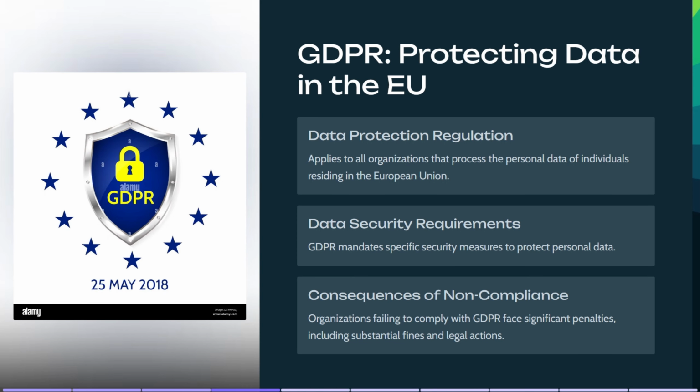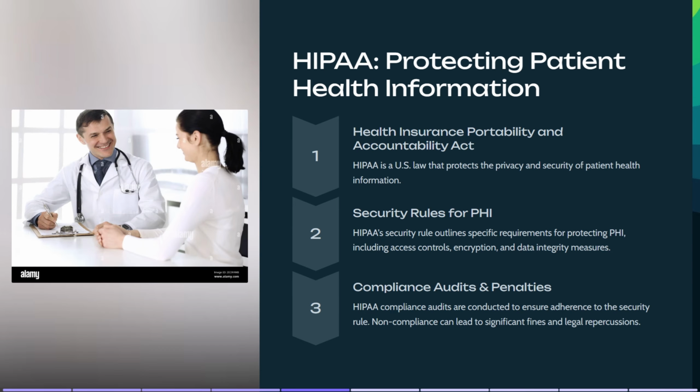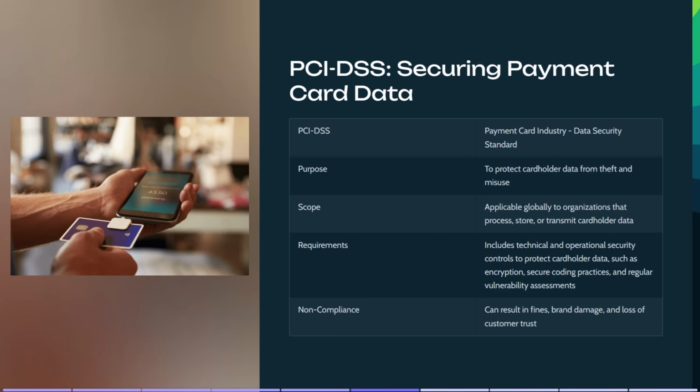GDPR is General Data Protection Regulation. It is applicable for European Union. So any data transfer and storage that happens in those countries will have to comply with GDPR guidelines. Similarly, HIPAA is for protecting health information of patients and it is applicable in the United States. PCIDSS stands for Payment Card Industry Data Security Standard.